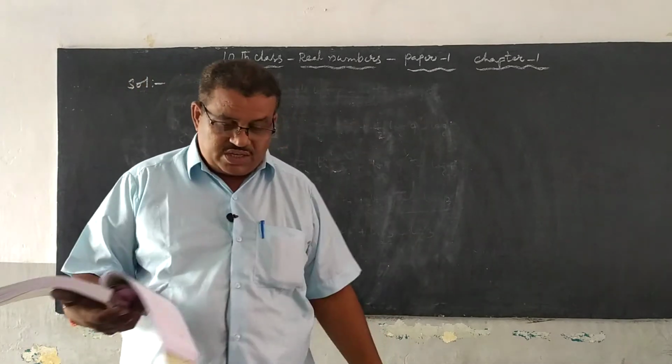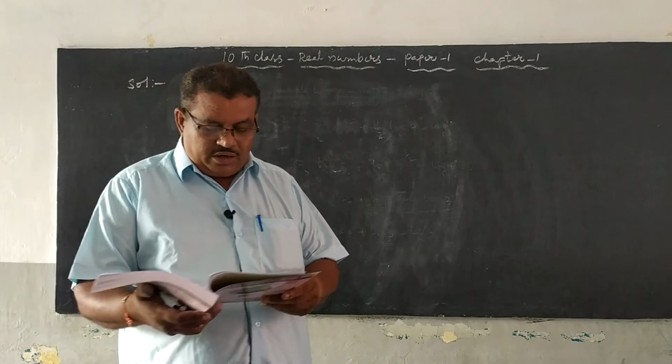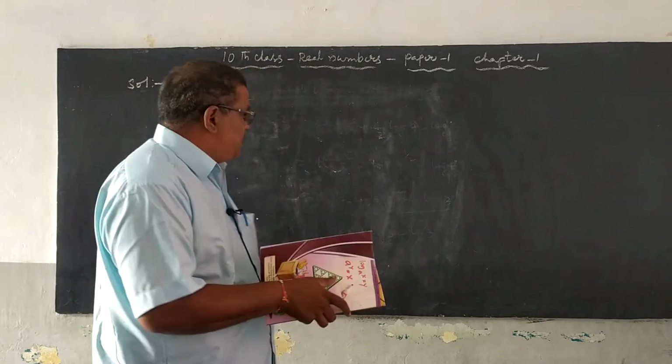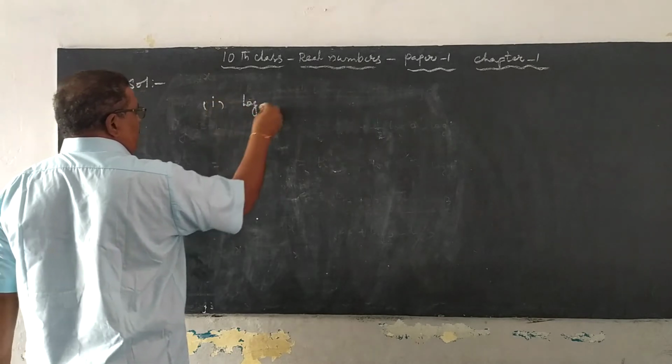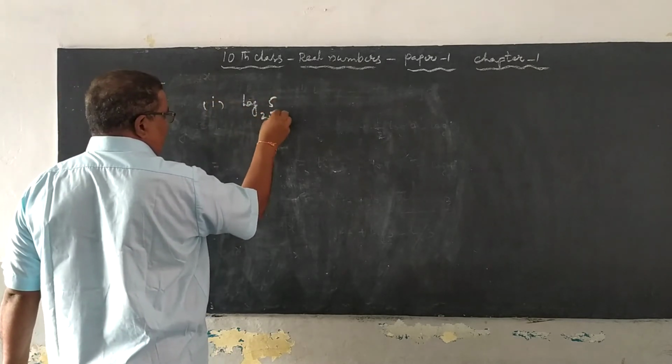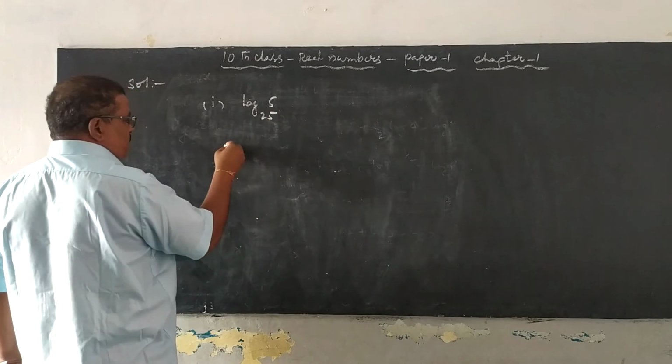Now, first question in the first Roman. Determine the value of log 5 base 25. First question in the first Roman, log 5 base 25. How can we write this one?